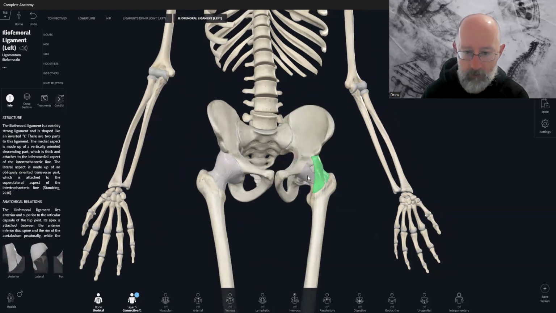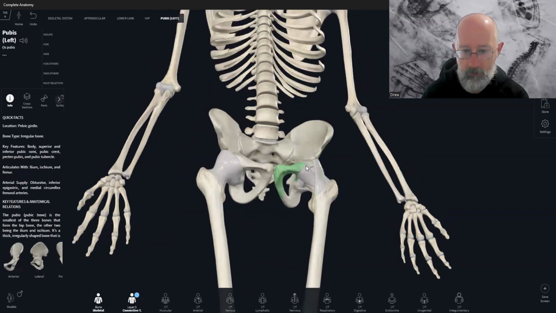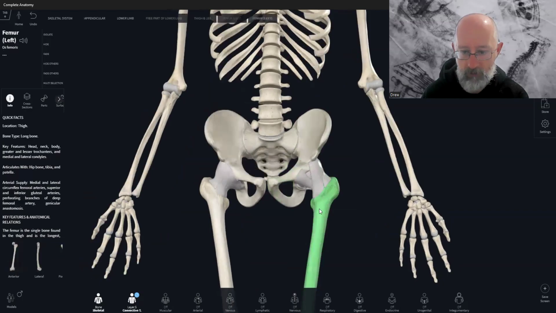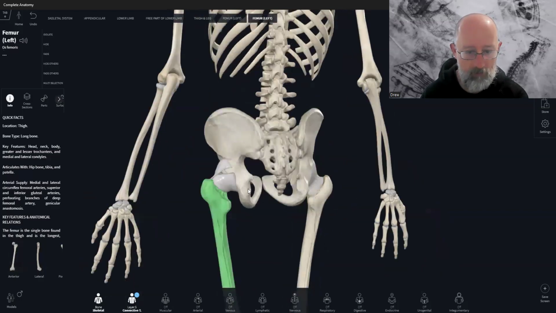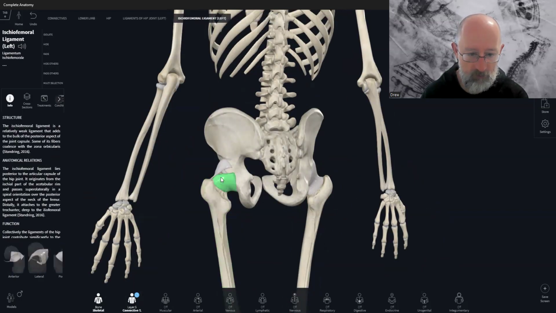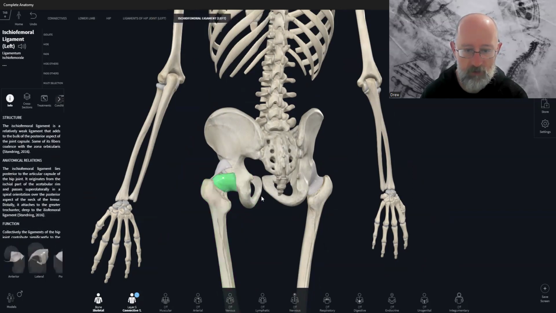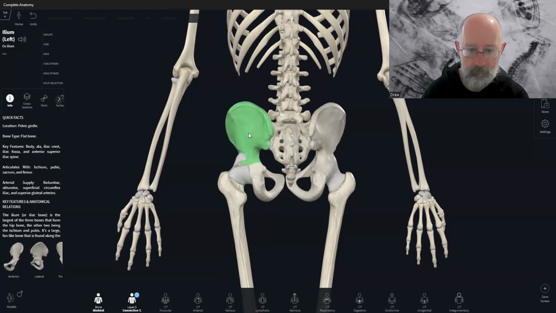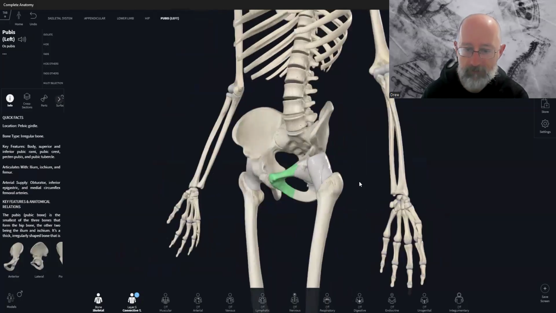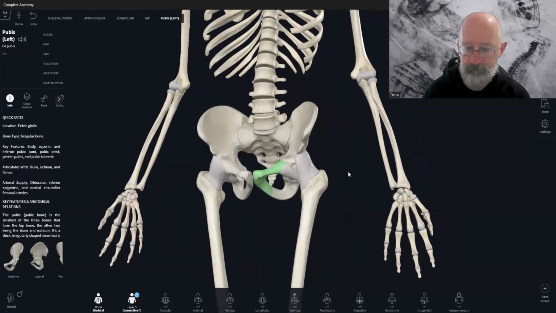And then immediately next to that, we have the pubofemoral ligament. That's the pubic bone here, so it attaches onto the pubis and goes onto the femur here. And then posteriorly, we have the ischiofemoral ligament, which is this one here. This is the ischium, and this is the femur. Remember, the pelvis is made up of the ilium, the ischium, and the pubic bone. Essentially it's all one big bone, but we label the ligaments based on what part of the skeletal structure they're coming from.